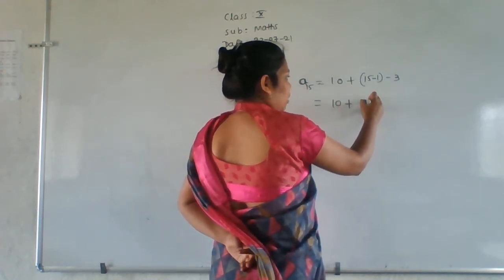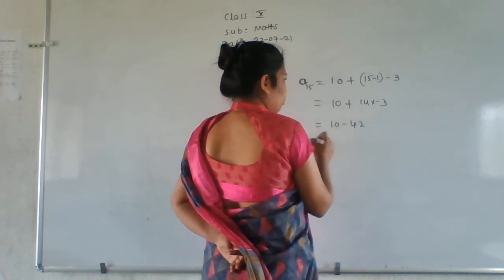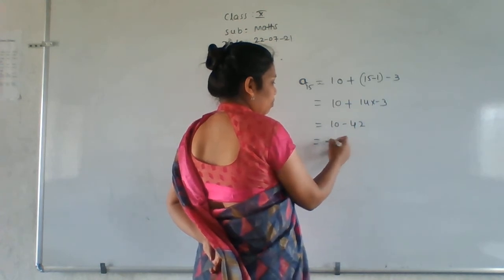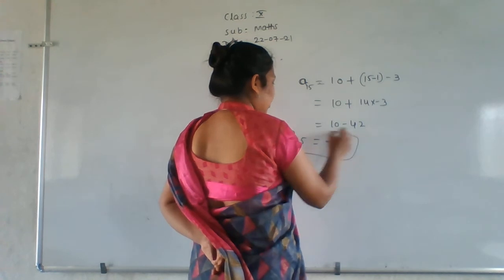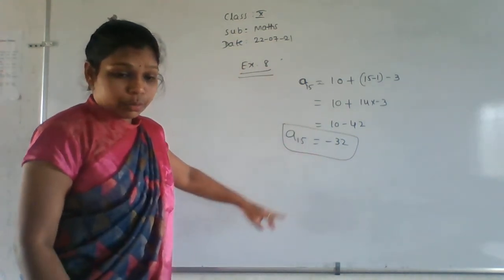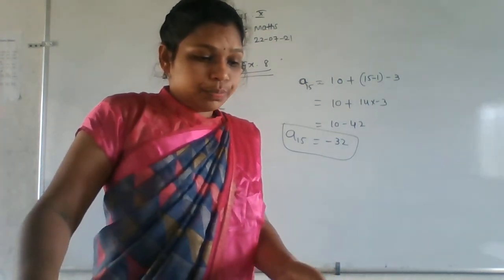Here that will be 14 into minus 3, so 10 minus 42. Okay, so here minus 32. So what is the term A15 here? The 15th term here is minus 32. Okay, the 15th term is minus 32.